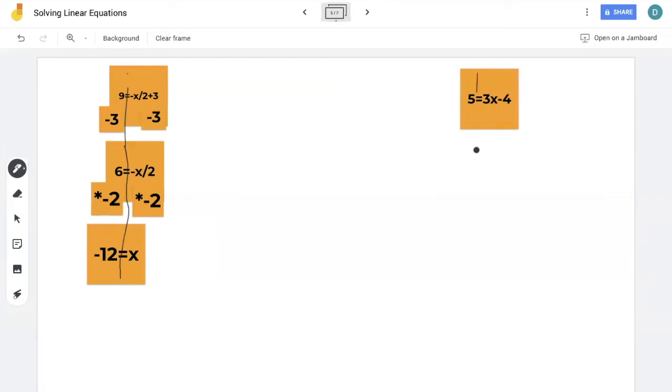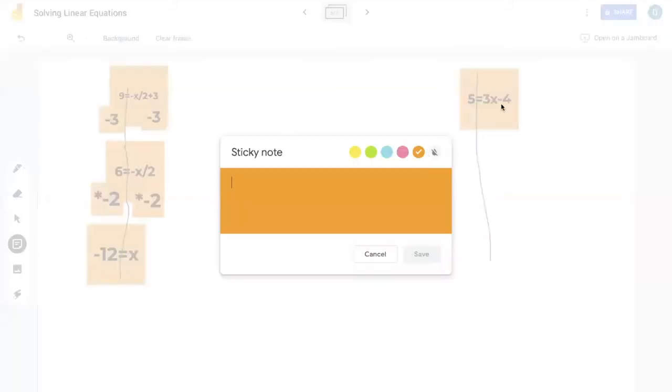Let's take a look at the right equation now. Divide it right there through the middle. What's the first thing we're going to want to do? We want to get rid of this 4, or this negative 4 rather. So if you're subtracting, we have to add, because that's the opposite of subtraction, and it'll cancel out to be a 0. So plus 4, plus 4.